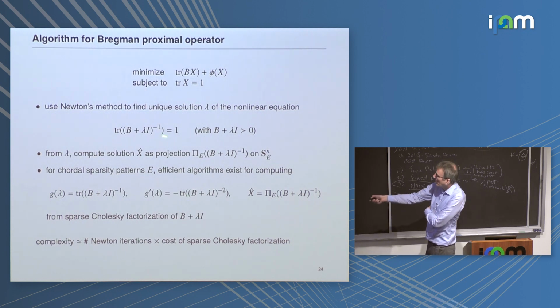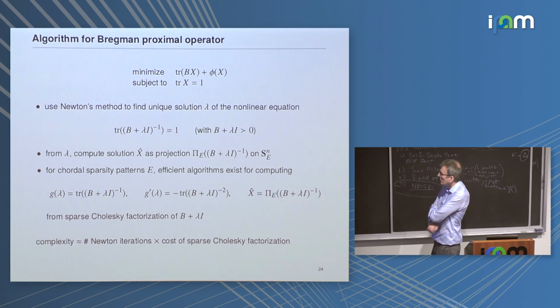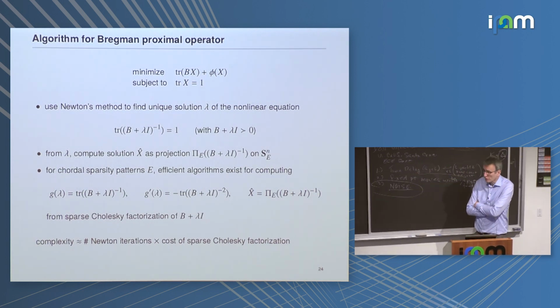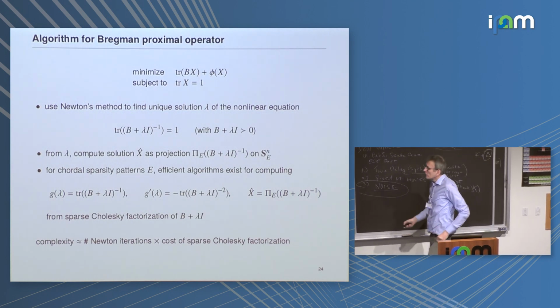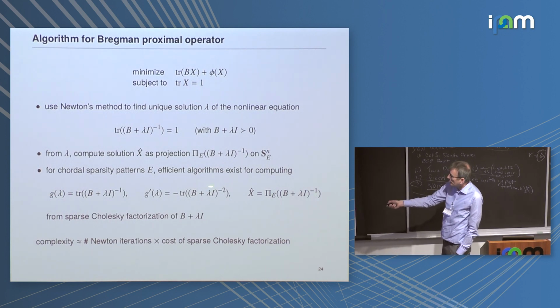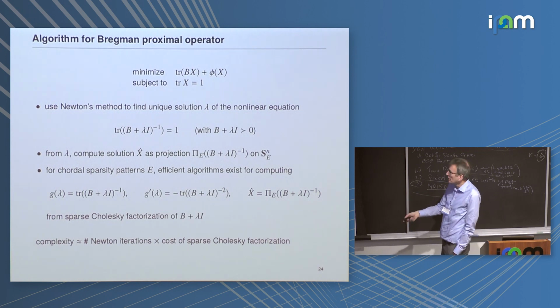And then from the optimal lambda, you get the optimal solution of our generalized projection, which would be the projection of the inverse of B plus lambda I on the sparsity pattern. Each of these operations, evaluating the trace of the inverse, the trace of the squared inverse, and the projection of the inverse on the sparsity pattern, are all very tractable. Because these are questions that have appeared and have been discovered and rediscovered multiple times in linear algebra.